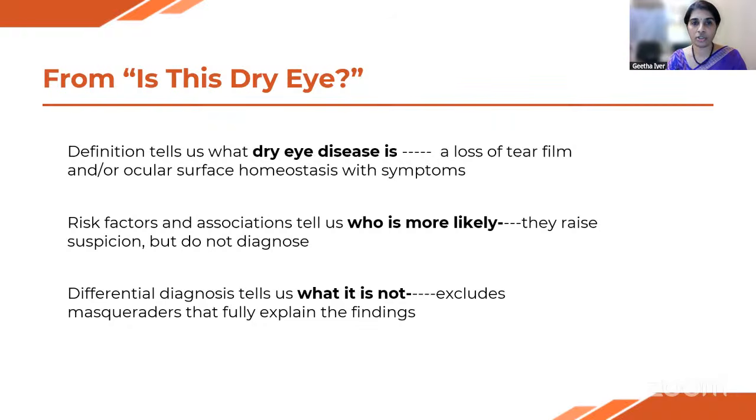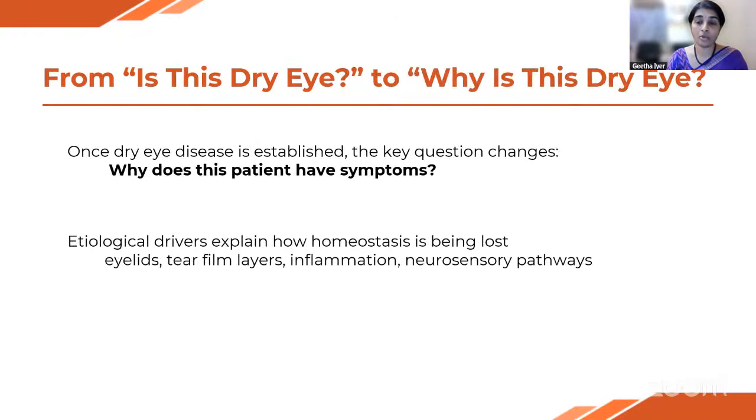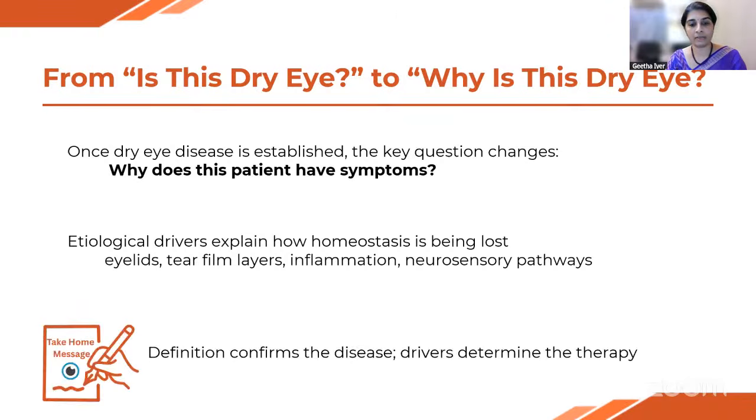So how do we shift from 'is this dry eye?' to 'why is this dry eye?', which is basically the crux of DEWS-3. Once dry eye is established, the key question changes. Why does this patient have symptoms? And this is where the concept of etiological drivers has been introduced, which explain how homeostasis is being lost. Definition confirms the disease. Drivers determine the therapy.